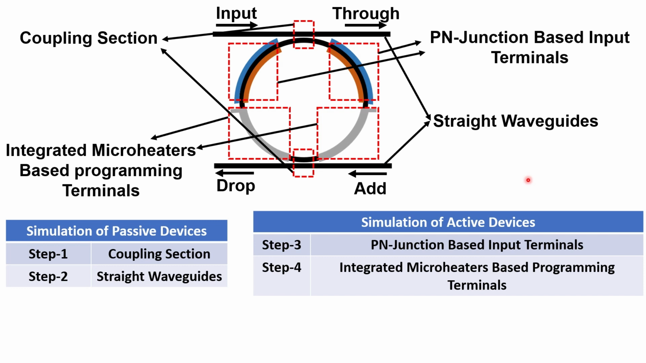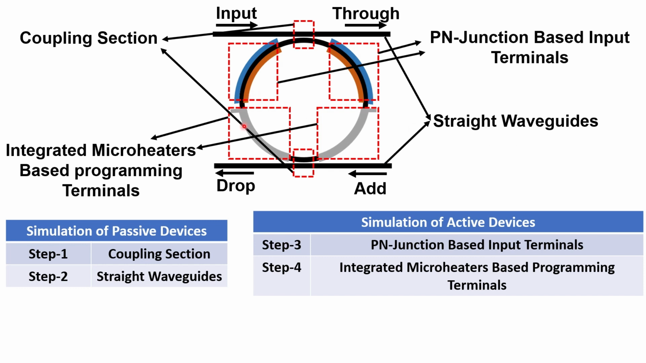Now, coming to the active devices. The PN junction based input terminals and the integrated microheater based programming terminals are active devices since they require an external source to function. Talking about the PN junction first, this can be modeled in the charge solver of the Ansys Lumerical suite, from which the spatial distribution of charge carriers in the PN junction as a function of bias voltage is extracted. Then that data is exported into the finite difference eigenmode solver, and the perturbations in the index as a function of the bias voltage are created.